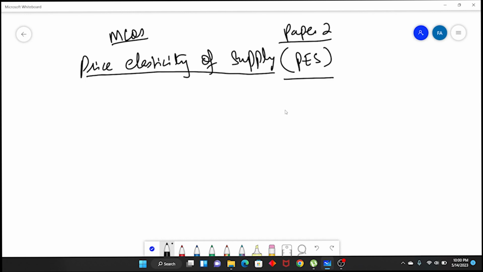Price elasticity of supply: what the concept says, how important this concept is from the exam perspective. Are there any MCQs in the examination? Yes or no? We need to know that. And are there any questions in paper two? Because all the candidates are thinking about one thing, that paper two is the major paper where you will gain marks and where you have a lot of marks. So is it important from the perspective of paper two?